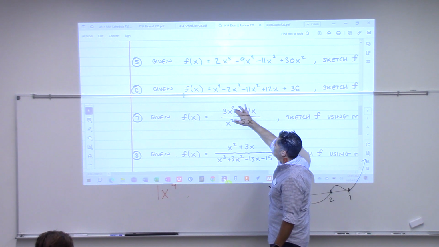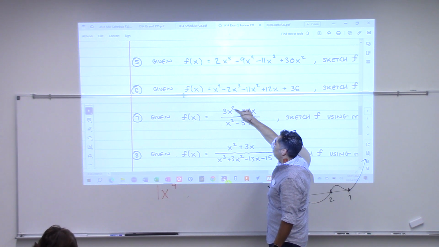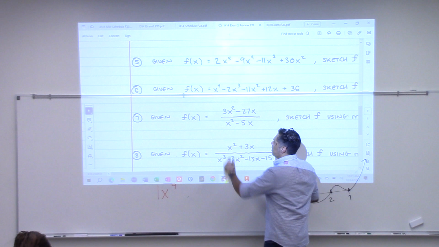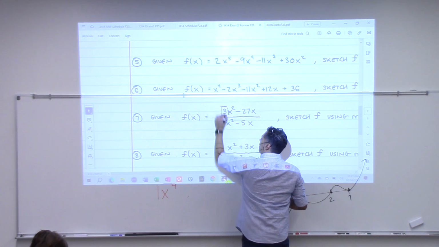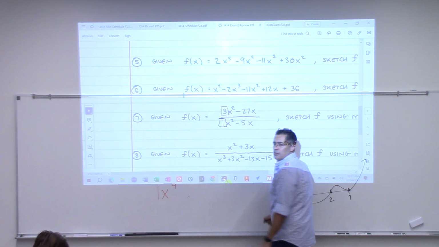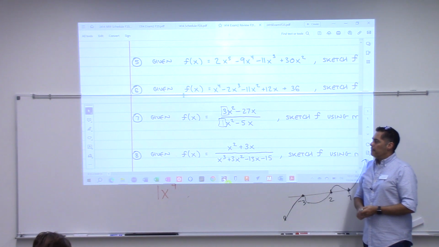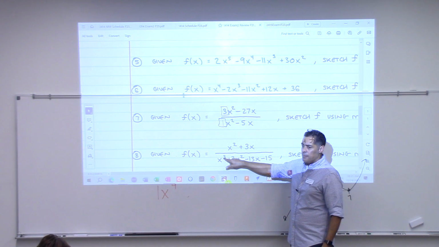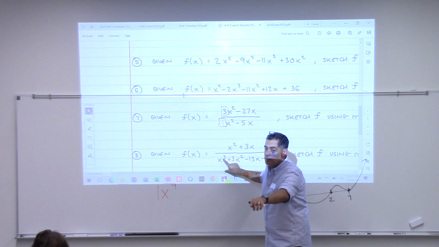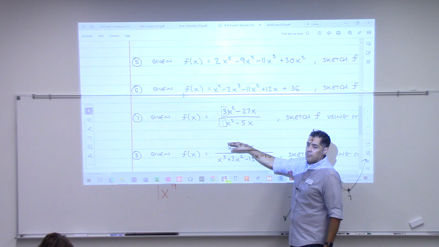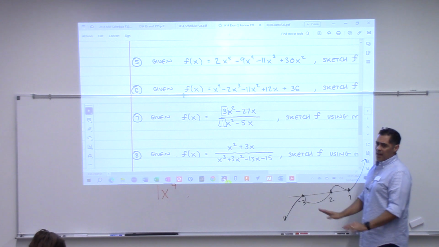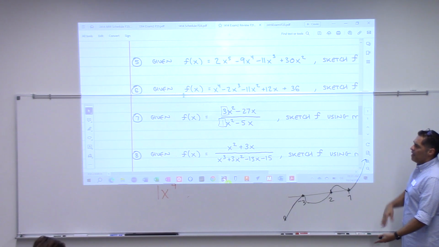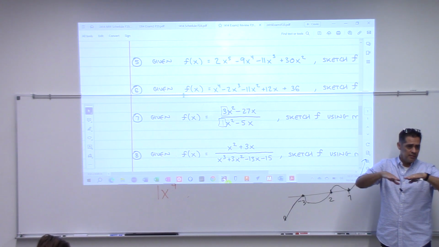Wait, if these are the same degree, then you look at the number in front of here and you divide it by the number in front of here. Oh, it's when the exponent's greater on the top, then it doesn't. No, it's when the exponent is greater on the bottom. Oh wait, that it doesn't? Yeah, when it's greater on top, it doesn't have one. If it's greater on the bottom, then it's the x-axis.